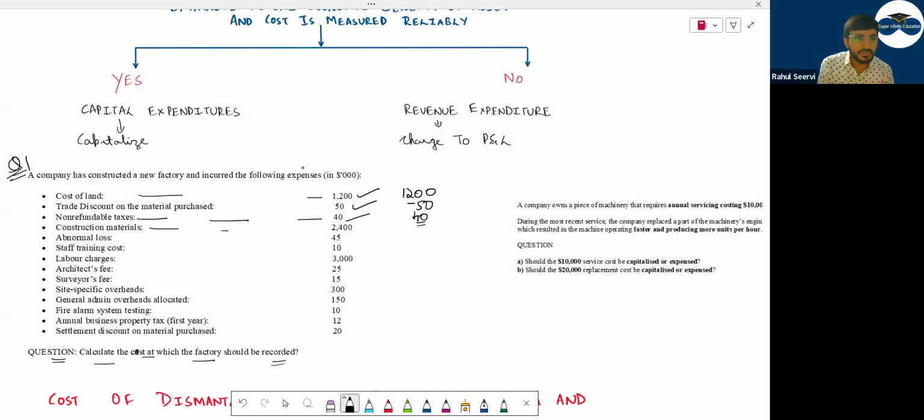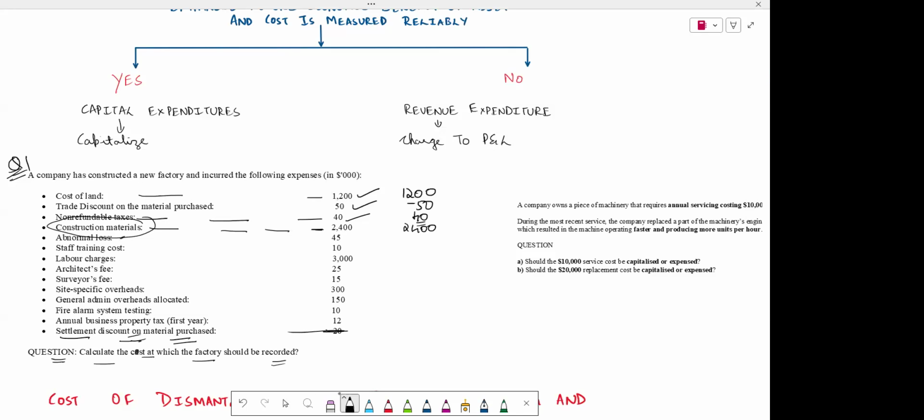Then construction material. To construct this, material has been taken. So can I say this will be included? Material which is required for the construction. But there is something mentioned here: settlement discount on material purchase. The material which we have purchased, trade discount is not given, but settlement discount is given. Will you consider settlement discount? No, you will ignore it. So I will scratch this out. Chalo then. Abnormal losses. Priyanshi, will you include this, bete? No, we will ignore this. You will not include it, 0 here.